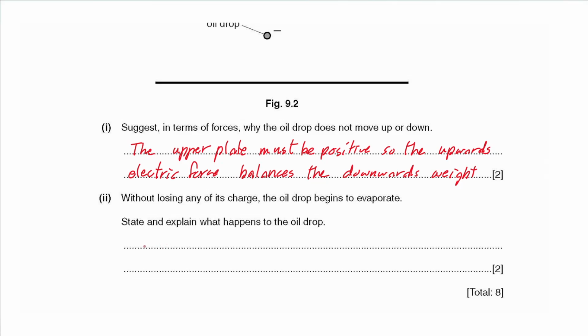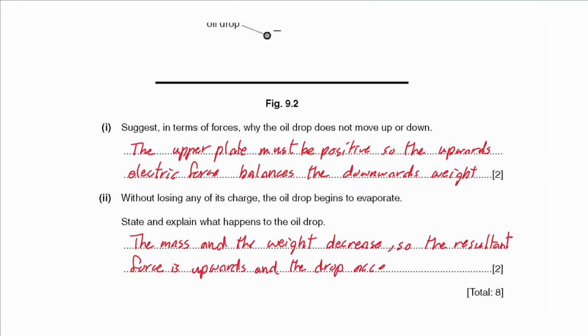We say that the mass and the weight decrease, but the electric force did not decrease, so now the resultant force is upwards and the drop accelerates upwards. So now there is a resultant force in a certain direction, there will be an acceleration in the same direction.